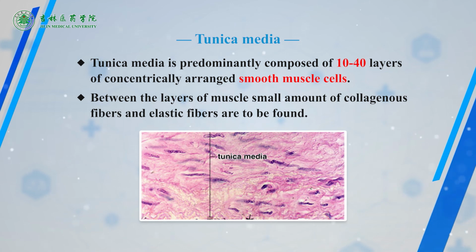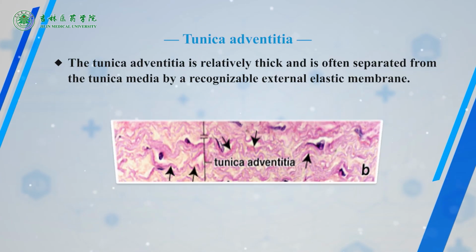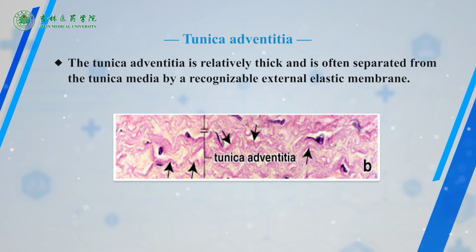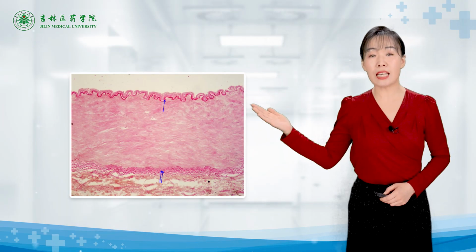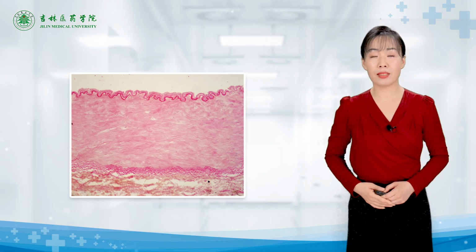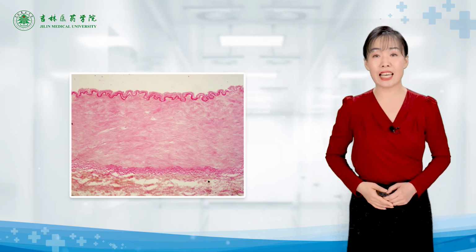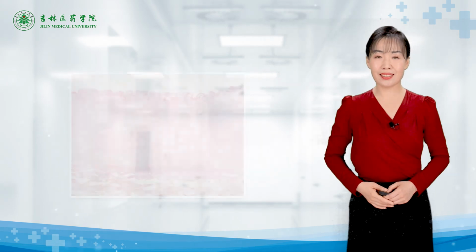The smooth muscle cells are innervated by autonomic nerves, so they can distribute the blood to the tissues and organs. Tunica adventitia. It is often separated from the tunica media by some continuous layers of external elastic membranes. Single arrow points the internal elastic membrane. Double arrow indicates the external elastic membranes.